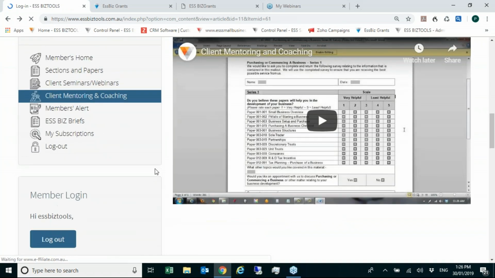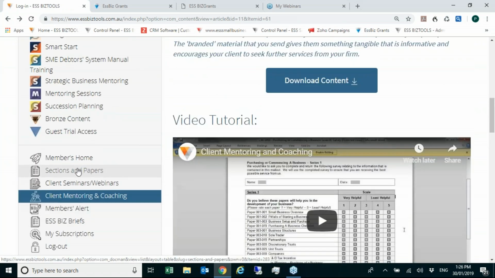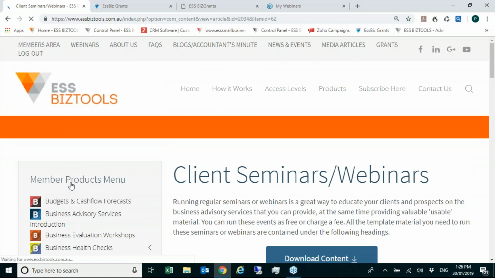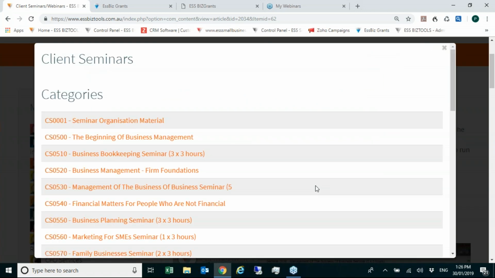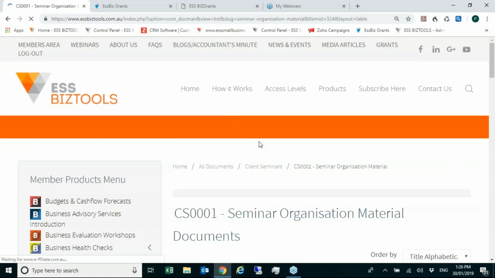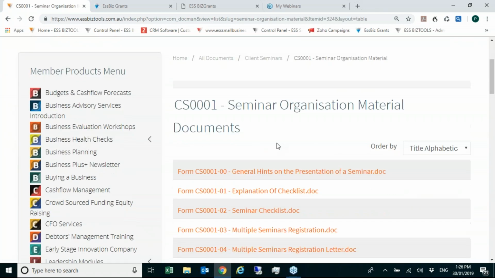Okay, we'll now go to seminars. There are 35 seminars slash webinars in the system. There's a few more we're going to add. So crowdsource funding's not in there yet. It's just in the crowdsource funding package, but we are going to put it across here into this area as well. There's a whole series of material relative to organisational material.